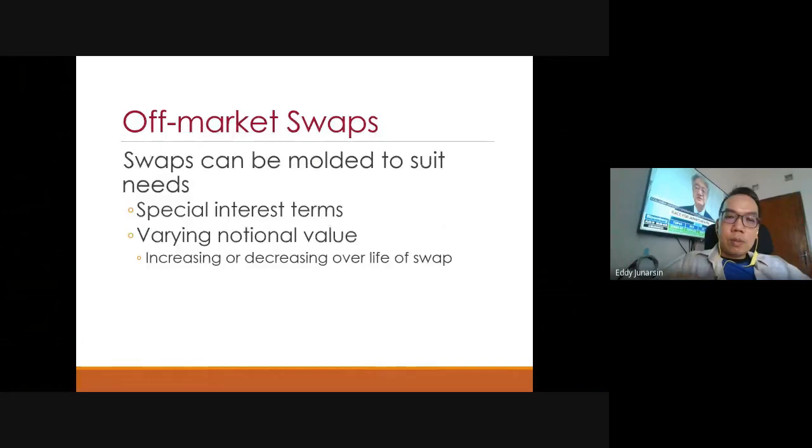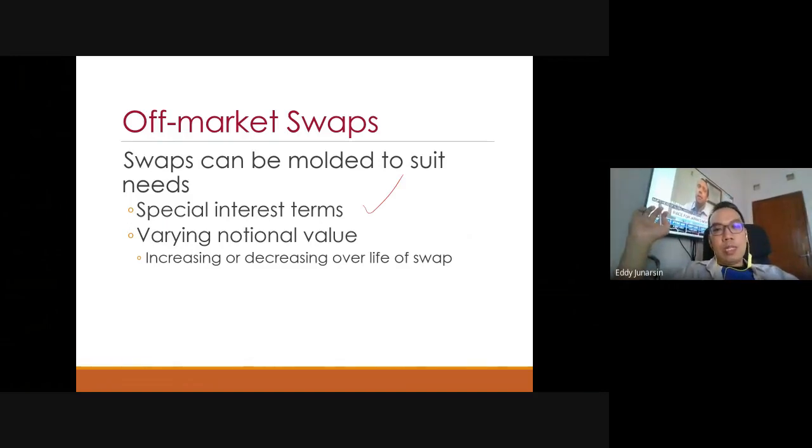Okay, there are some types of off-market swaps. Off-market swaps mean that this is done outside the market. For example, swaps can be tailor-made to suit the needs of special interest terms or varying notional value. I think in the previous example we just saw, the notional value of the contract was quite easy to determine because both entities had the like $100 million stake, right? For both entities.